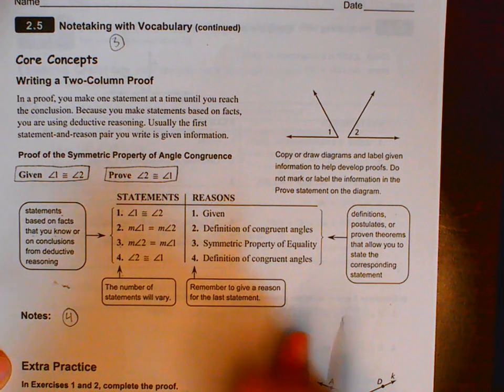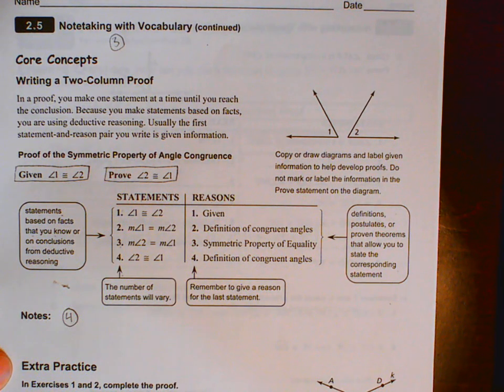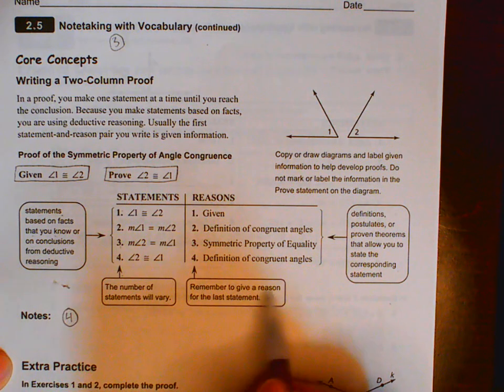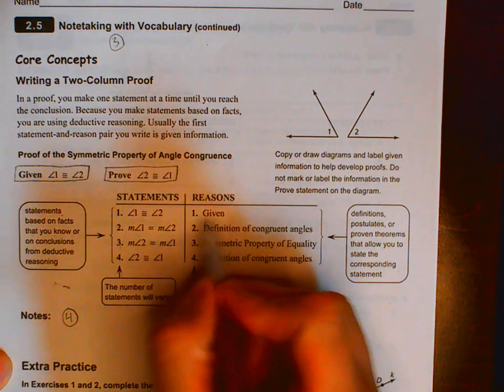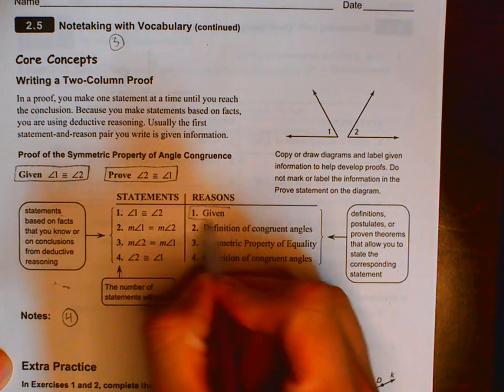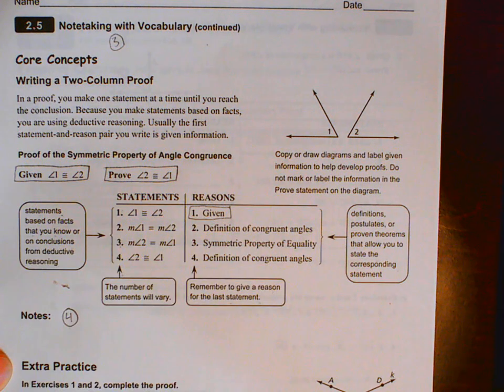You can have a proof as short as 3, or we have seen proofs as long as 14, and when I was in college, 2 pages back to back. Not lying about that one. Now, remember, you have to give the reason for every single statement, including the last one. And usually your first statement is always your given.